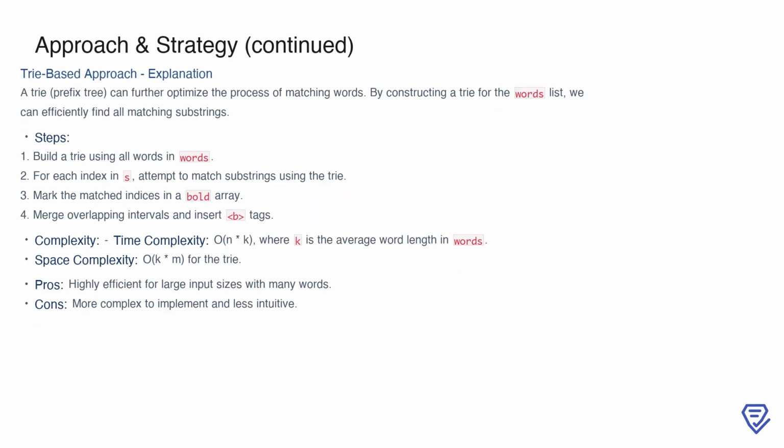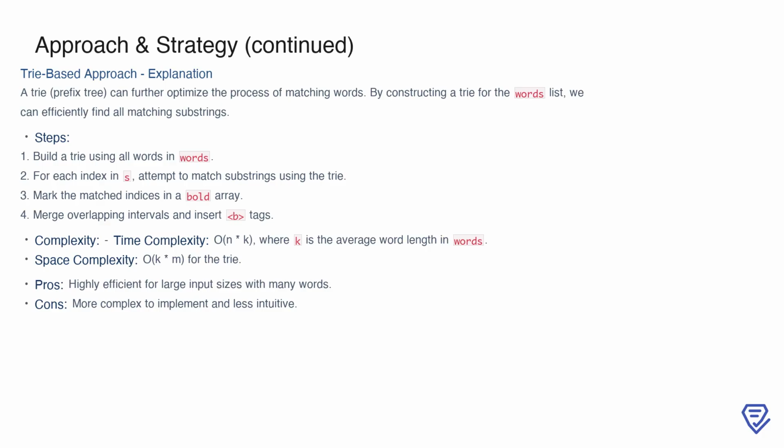For even greater efficiency, especially with larger inputs or extensive word lists, we can utilize a tree-based approach. A trie, or prefix tree, allows us to efficiently match words by organizing them in a hierarchical structure. The first step is to build a trie using all the words from the words list. Once the trie is constructed, we iterate through each index in the string s and attempt to match substrings by traversing the trie. Whenever a match is found, the corresponding indices are marked in a bold array.